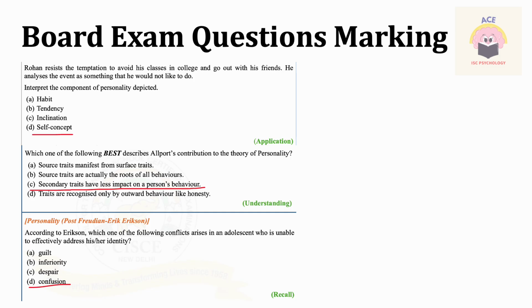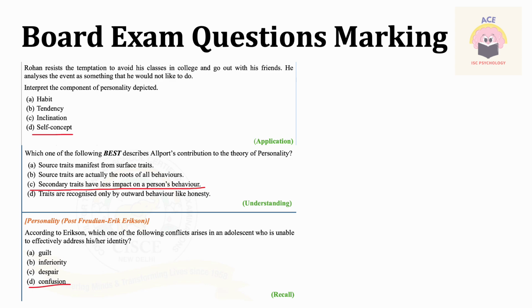Read through question 1. This is an application question, an MCQ. The answer is option D, self-concept. The reasoning is that Rohan is resisting temptation by analyzing the situation against his own understanding of who he is and what kind of person he wants to be. This internal evaluation, that is, this is not something I would like to do, reflects his self-concept, his perception of his own identity, values, and the person he sees himself as. Habit, on the other hand, would refer to an automatic repeated behavior, not a conscious moral evaluation like this one.